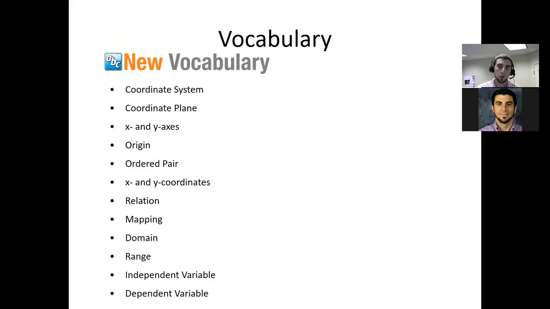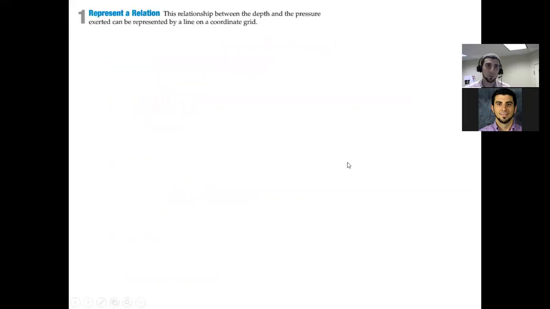So we have the coordinate system, the coordinate plane, the x and y axes, the origin, ordered pair, x and y coordinates, relation, mapping, domain, range, independent variable, and dependent variable. The first thing we want to talk about in this first video on this section is how to represent a relation. This relationship between the depth and pressure exerted can be represented by a line on the coordinate grid.